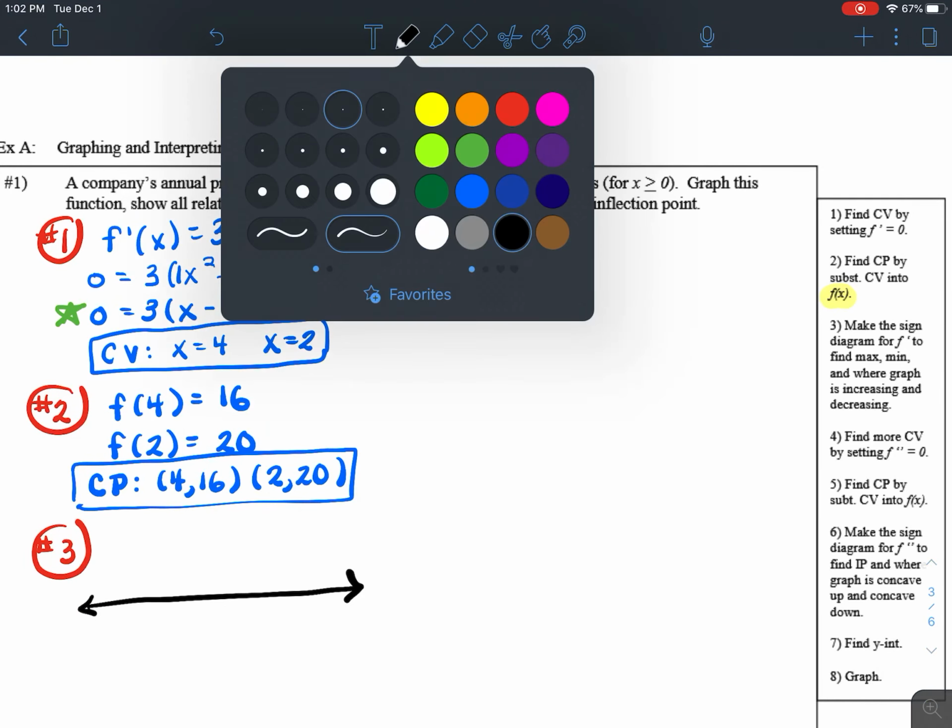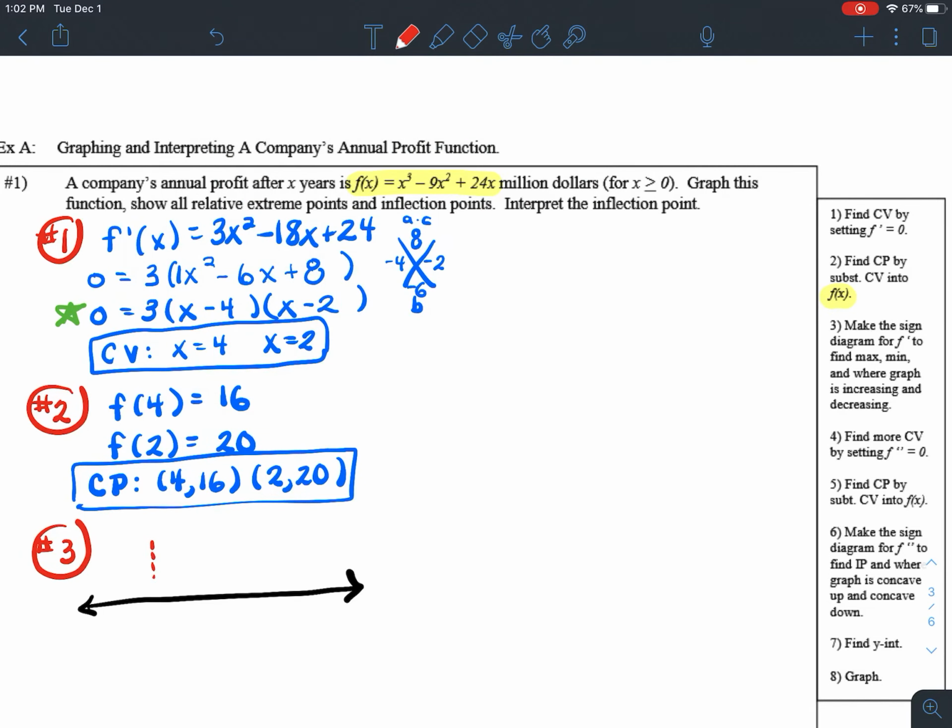Okay, so we're going to make a small horizontal line here. We're going to place our two critical values. One, we're going to say f prime of 2 equals 0. You want to put the smaller of the two critical values on the left. And then f prime of 4 equals 0. That's going to go on the right.